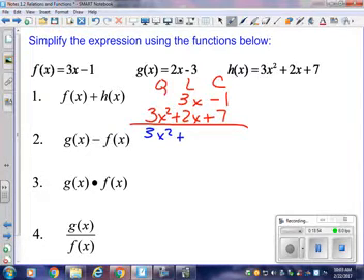Is it 2 x's? No. Because there's 3 of them, there's 2 of them, that makes 5 of them. And what does negative 1 and 7 make? All right. So now let's try a subtraction problem because it's a little trickier with subtraction.